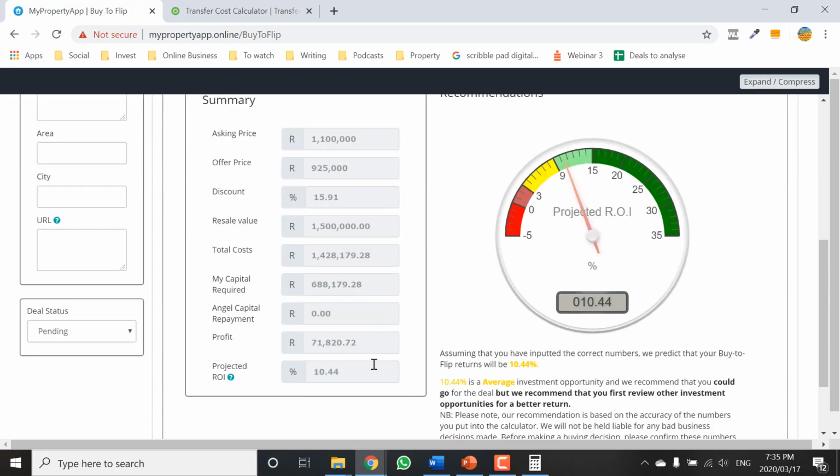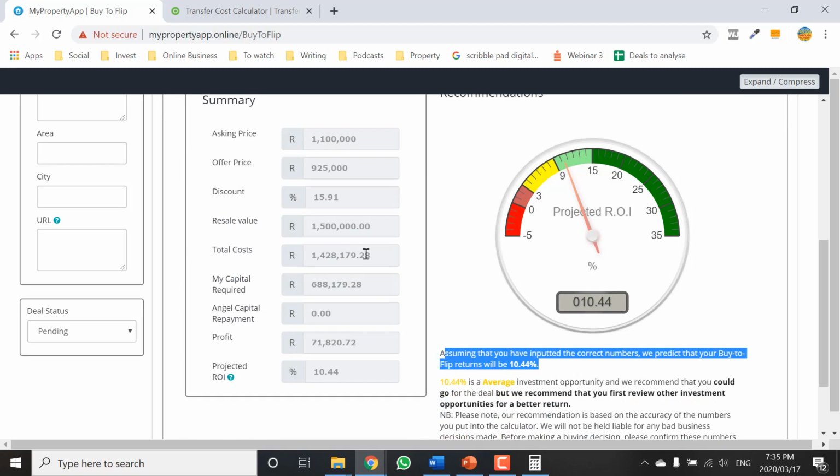Because it's an okay deal. You're getting a 10% return. It's not bad. It's not great. The sourcing fee that you could probably charge on this deal would maybe be about 20,000 Rand if you wanted to sell it to an investor. If you want to do it yourself, you can walk away with about 70,000 Rand profit.